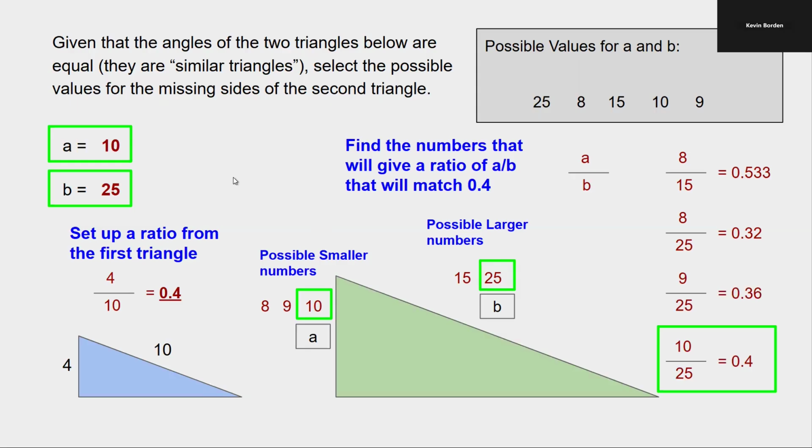So this is a good example of a problem where your only option is really to use guess and check. We know that we are trying to find a ratio that gives us a decimal value of 0.4, but we just have to try some combinations of these two sets of values to try to find the one that works.